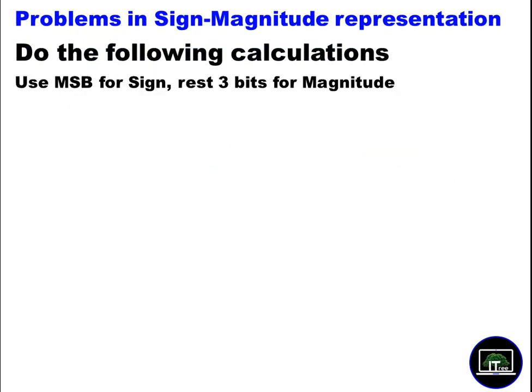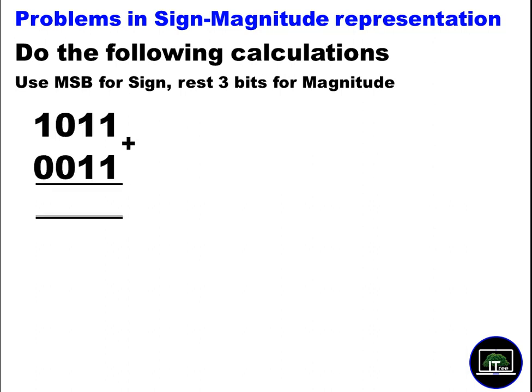Now we will try to do some calculations with this sign magnitude representation. Look at now. Here we use the first bit, the sign bit, as the sign. MSB is for sign, and we use 3 bits for our magnitude to represent our value. Look at this one now. 1011, we are going to add to 0011. When we add it, we get this answer. As you know, the first bit is sign. It's now a negative number, so this is negative 6.